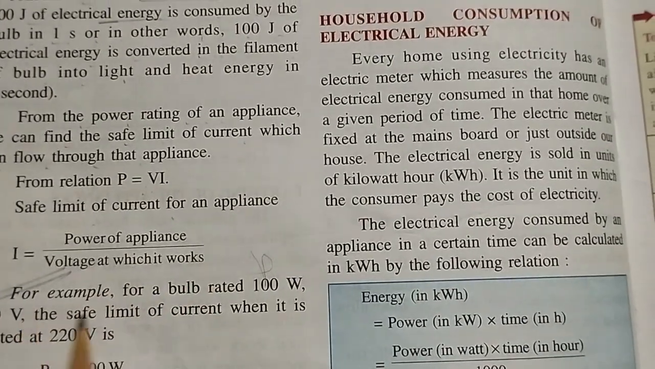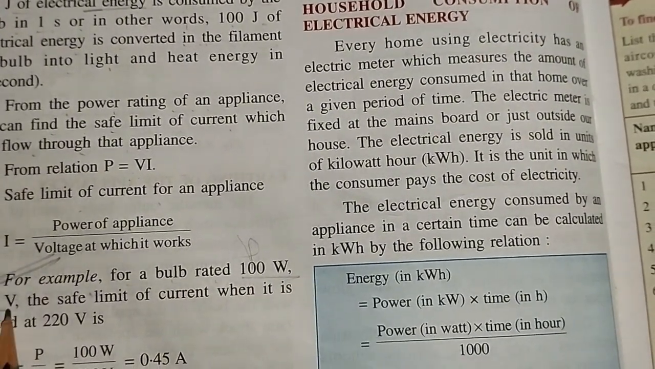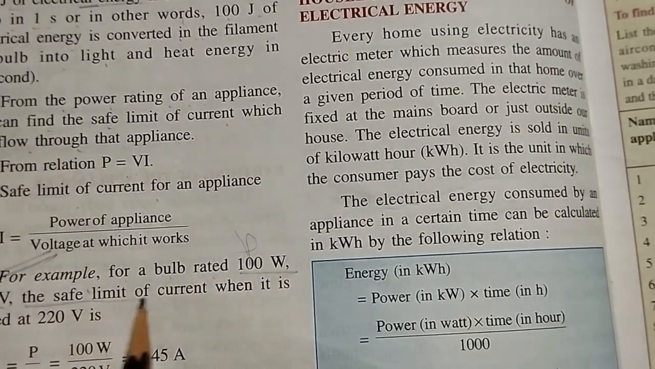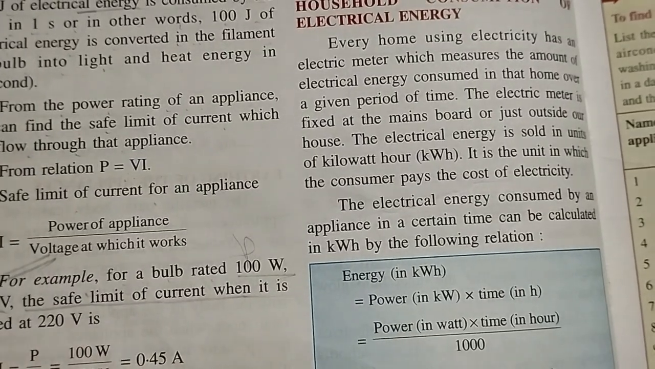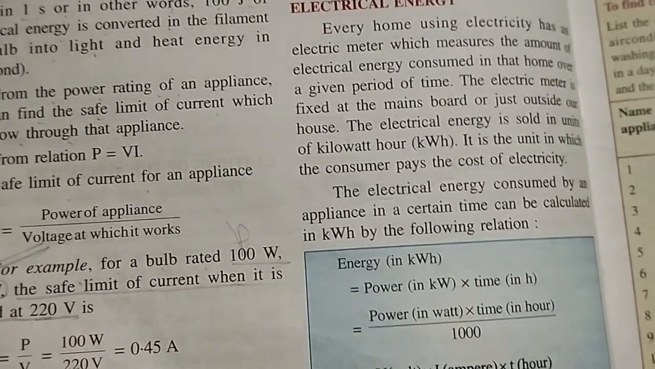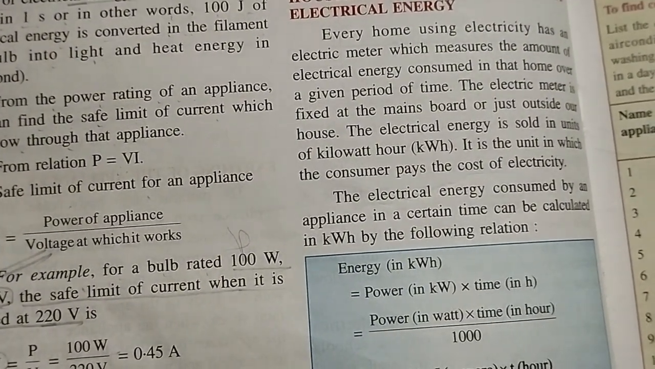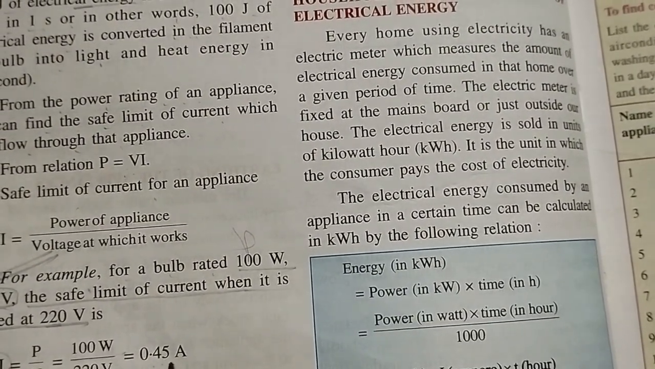For example, for a bulb rated 100 watt, 220 volt, the safe limit of current when it is lighted at 220 volt is I = power by voltage = 100 watt by 220 volt = 0.45 ampere.